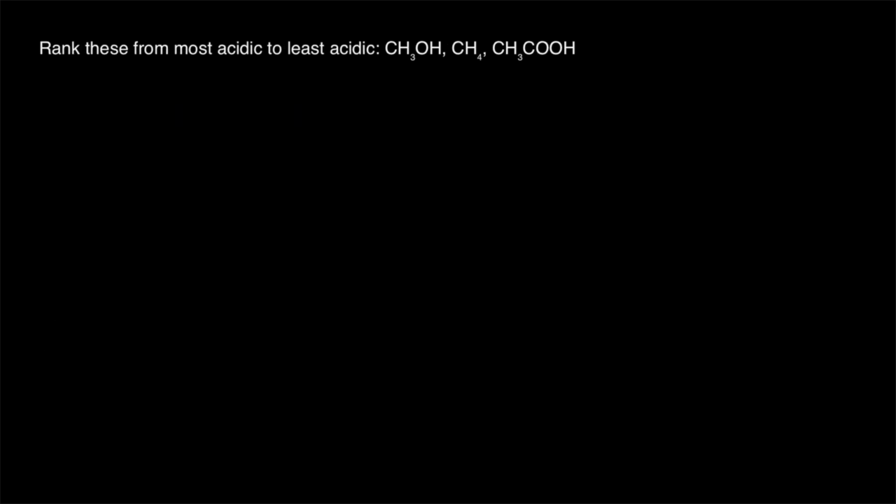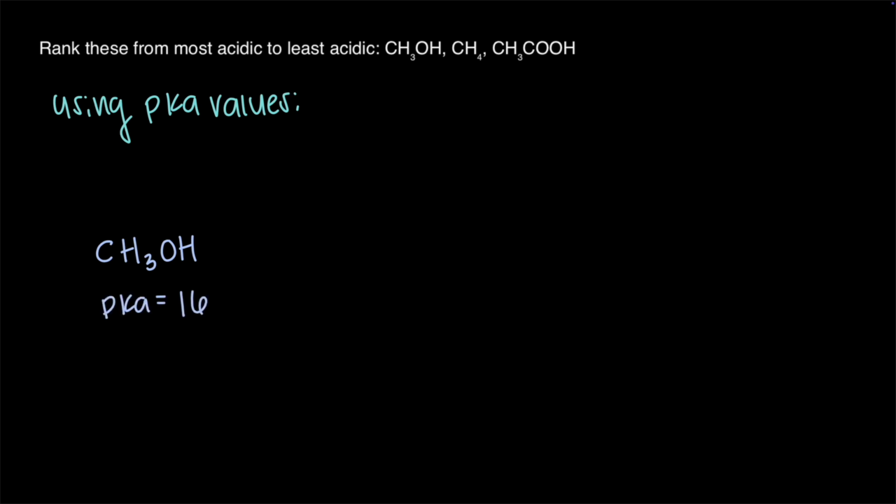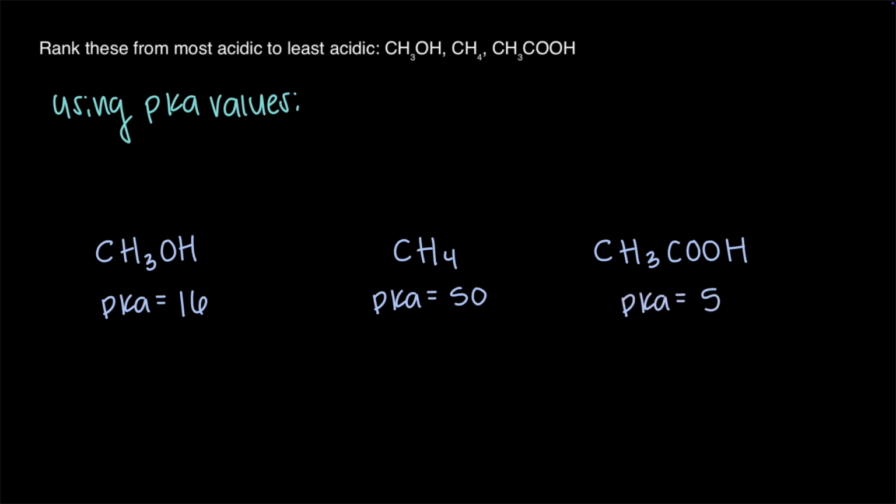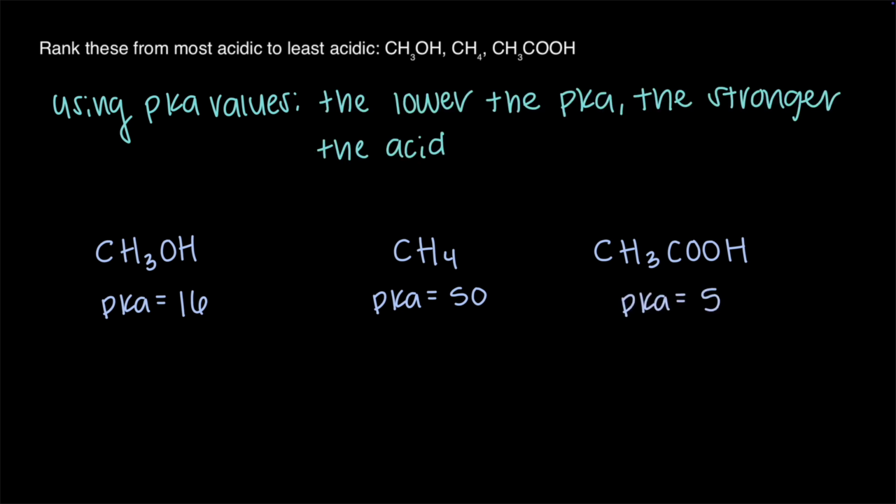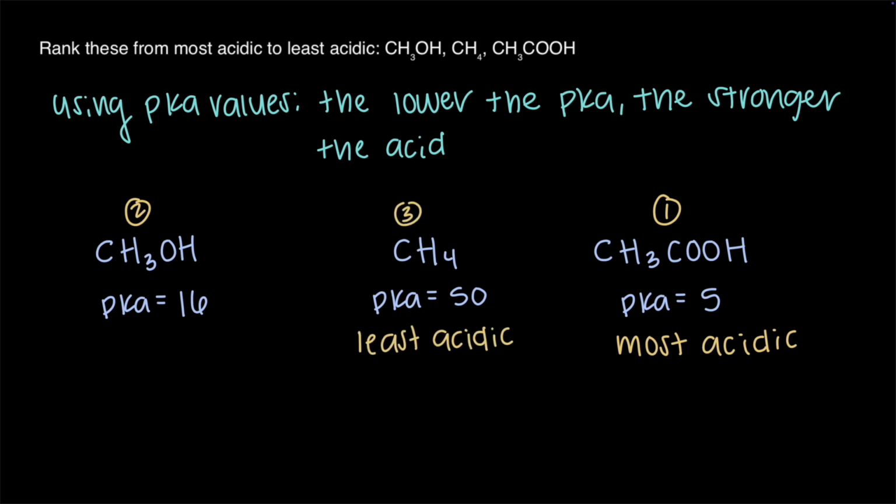Rank these compounds from most acidic to least acidic. When comparing groups that have different functional groups, it can be best to use pKa values, but we can also compare the stability of their conjugate bases. For pKa values, CH3OH has a pKa value of 16, CH4 50, and CH3COOH 5. The lower the pKa, the stronger the acid. CH3COOH will be the most acidic, then CH3OH, then CH4.